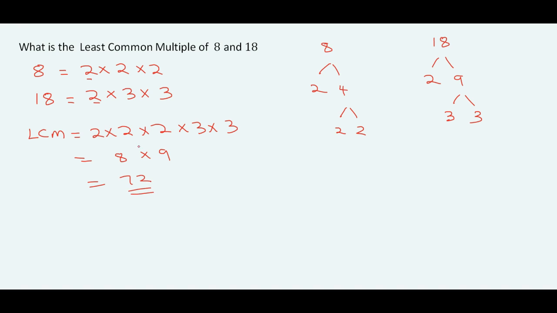So here's the rule. You're going to pick up all the unique prime factors, but for each of them you're going to use the one with the largest frequency, or that happens the most. When we do a few more examples, you'll see what that means.